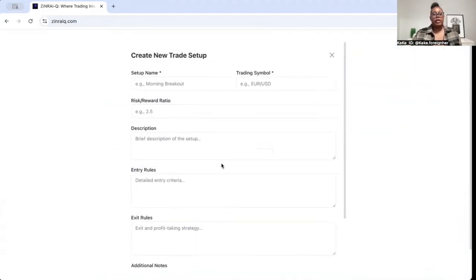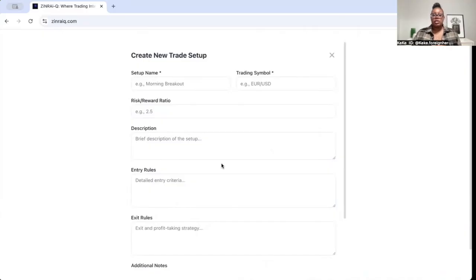Okay. So creating a new trade setup. Your setup name: what do you call your setup? For example, morning breakout. What's the name of this strategy or analytic that you're using to read or view the markets? Okay. Trading symbols: what symbols, what pairs does it pertain to? Your risk to reward ratio: what are you looking for with this specific setup?